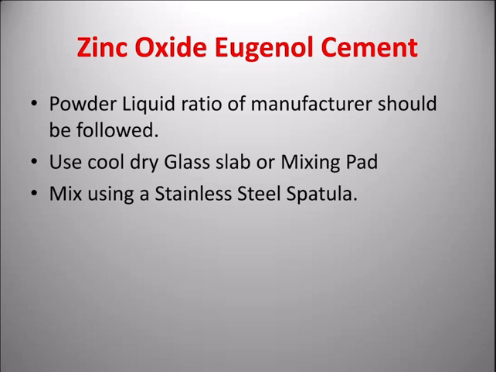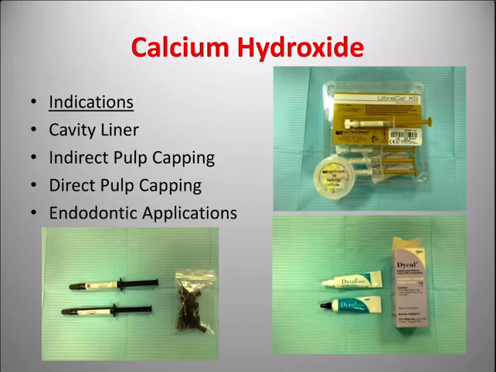So when heat is generated, setting takes place very fast, so you will get very little working time. Setting time is very fast and working time is less. So always use a cool dry glass slab, instead of a heated one, to compensate for this exothermic reaction. For zinc oxide cement and calcium hydroxide it is there, but it is not very significant. But the most important material which has this drawback is zinc phosphate. Always keep this in mind. Zinc phosphate cement gives the maximum exothermic reaction.